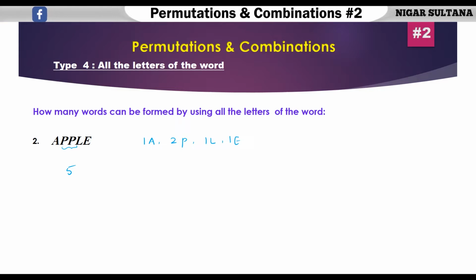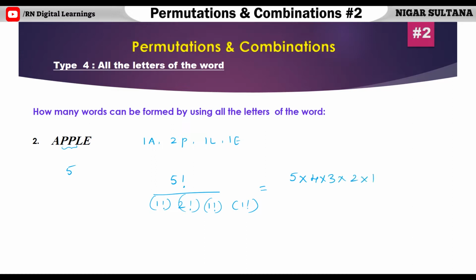This can be written as 5 factorial divided by. Now if any term is repeated, write that in the denominator. So A is 1 factorial, P is 2 factorial, L is 1 factorial, and E is also 1 factorial. So if we expand this, what happens? 5 into 4 into 3 into 2 into 1, isn't it?